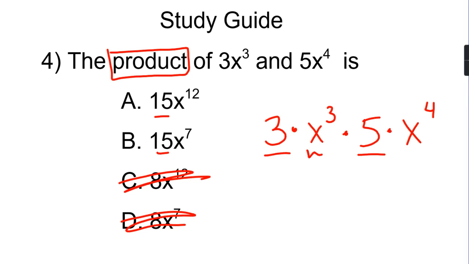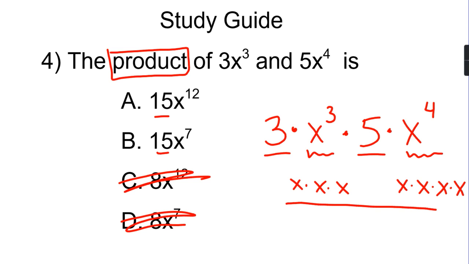And then I need to think about multiplying x to the third power times x to the fourth power. Well, x to the third power is x times x times x. X to the fourth power is x multiplied by itself 4 times. So in total, I'm multiplying x 7 times, right? X is getting multiplied by itself 7 times. So we want B, x to the 7th power.